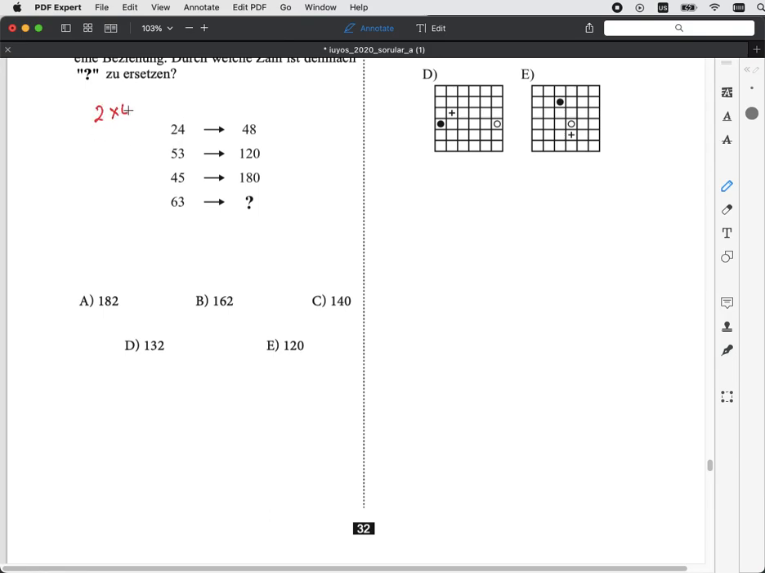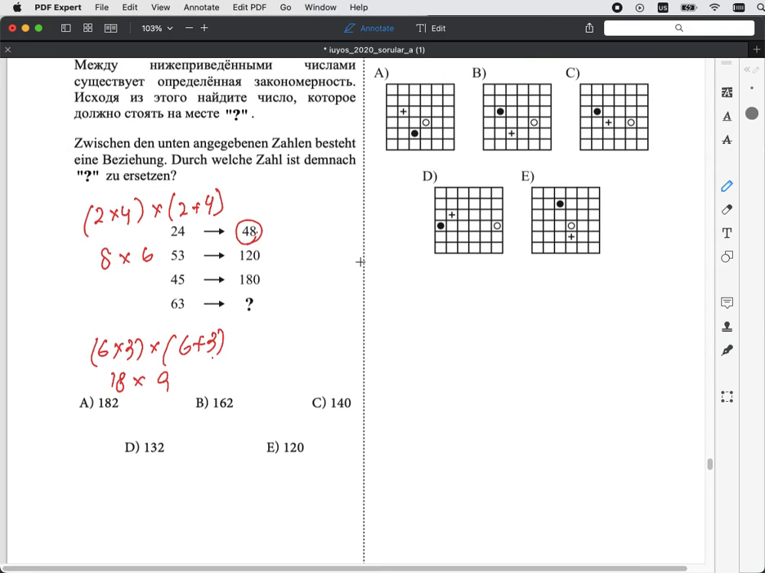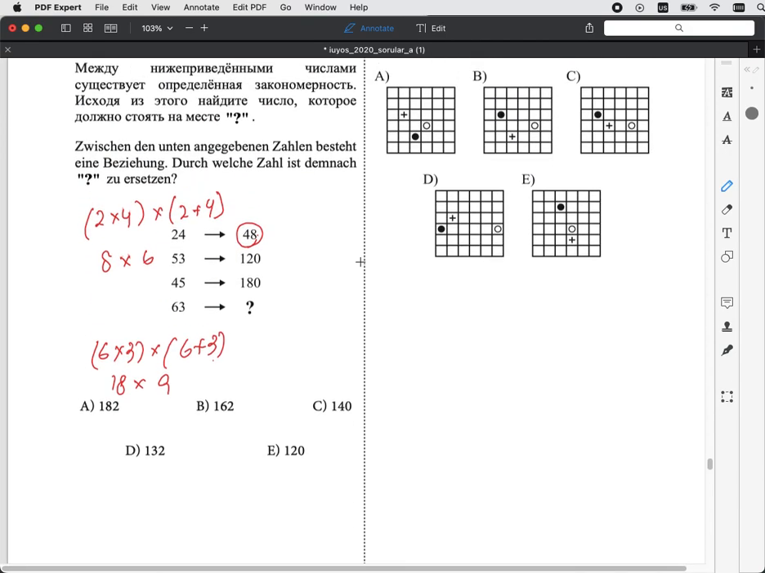Two times four into two plus four. This is 8 times 6. This is 48. Okay, then 6 times 3 into 6 plus 3. 18 times 9. The answer is B.